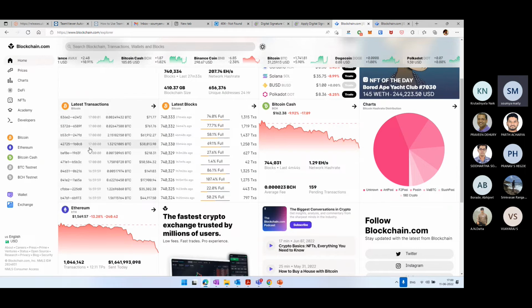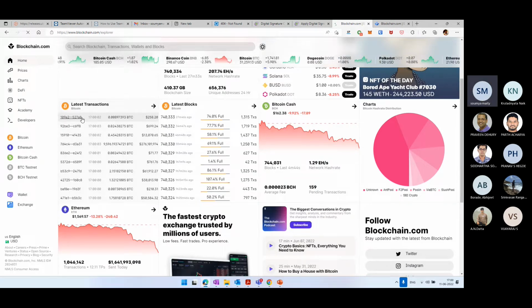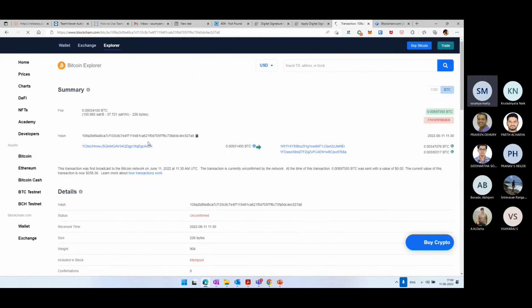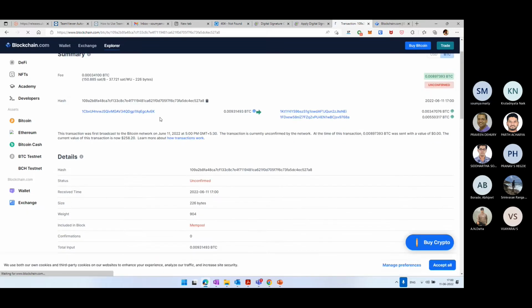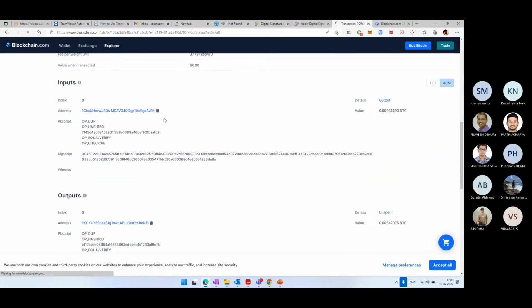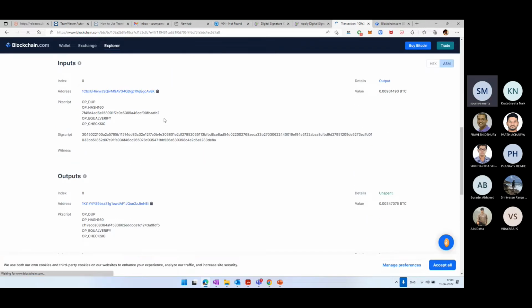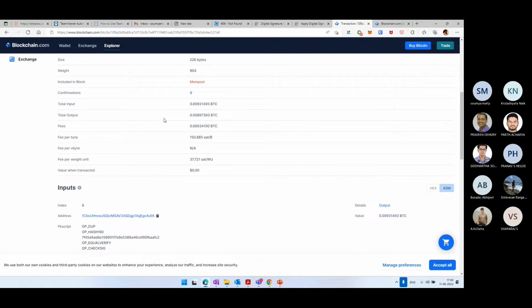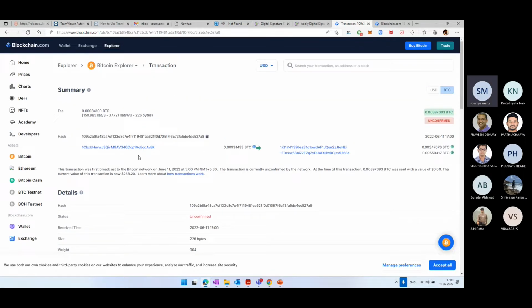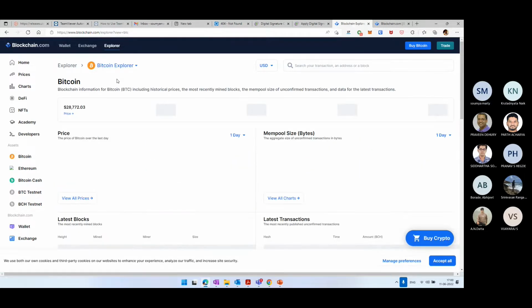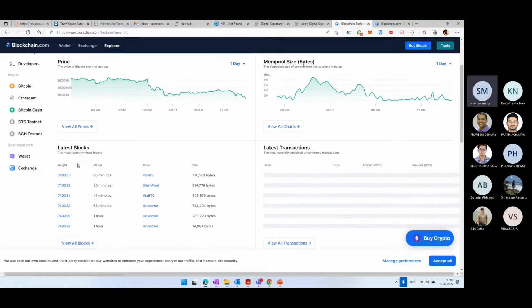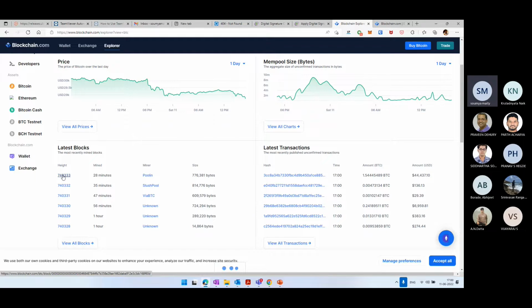Now these are the latest transactions that are happening. You can see, that means a new block is created. This is the transaction, the block. These are the hash for each transaction. But how can I get the block? Bitcoin Explorer. Latest block, yes. This guy just created a new block.